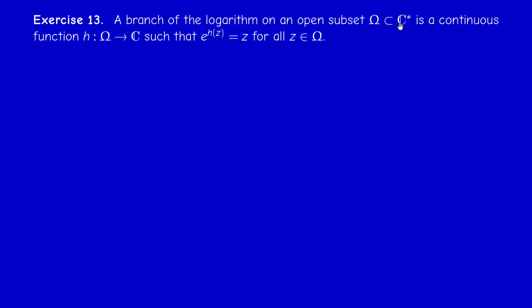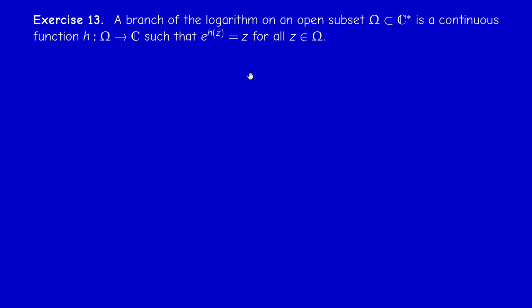And we have to work on C star because ln of 0 is not defined. Okay, 0 should not be in omega because the exponential never vanishes. So if 0 was in omega, I should have e to the something equal to 0, but the exponential never vanishes. So I must work on an open subset of C star. Now, there is no branch of the logarithm on C star.